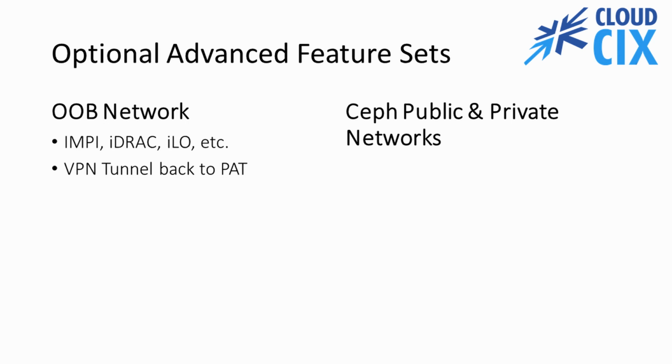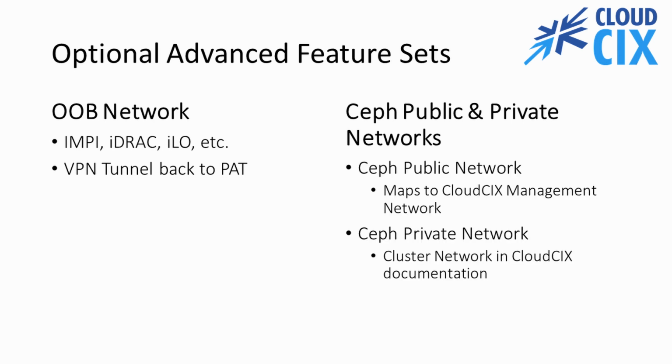Ceph requires two networks, and in Ceph documentation, these are called public and private. Just to confuse everybody, the Ceph public network coexists on the CloudCIX management network and not on the CloudCIX public network. And the Ceph private network is referred to as a cluster network in CloudCIX documentation.